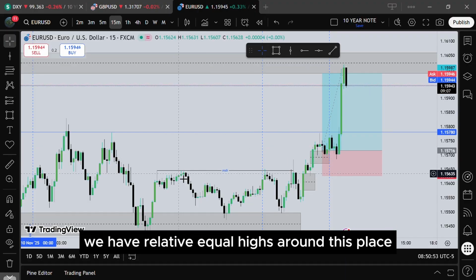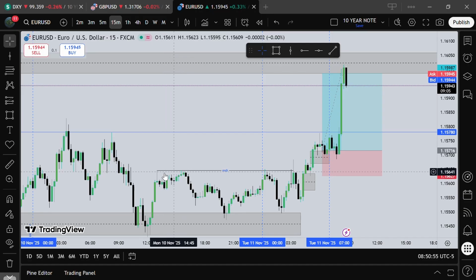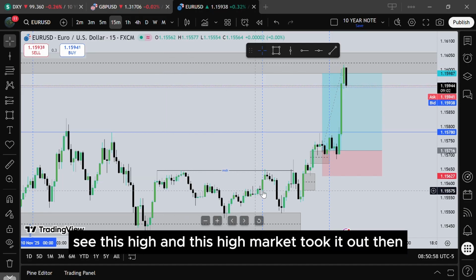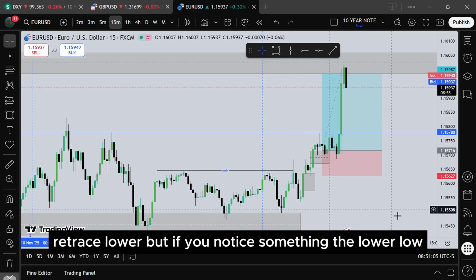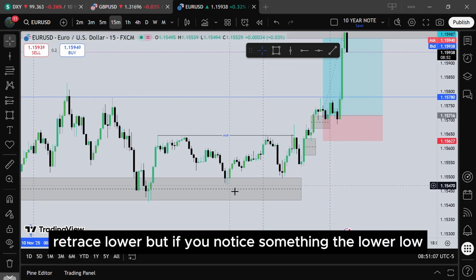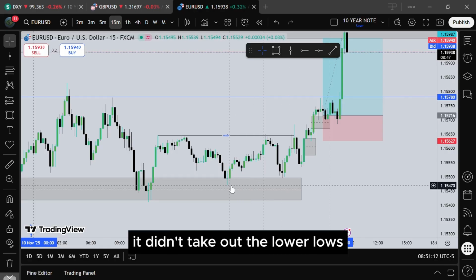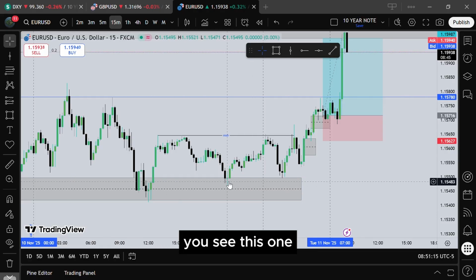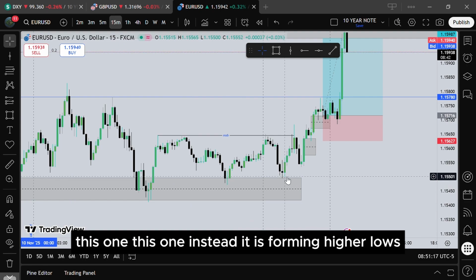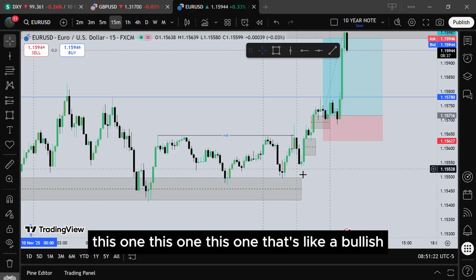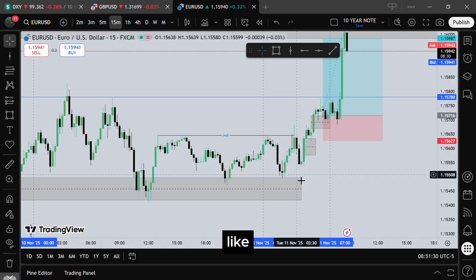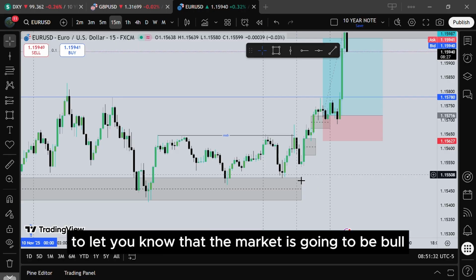We have relative equal highs around this place. See, this high and this high. The market took it out, then retraced lower. But if you notice, the lower lows, it didn't take out the lower lows. You see, this one, this one, this one. Instead, it is forming higher lows. This one, this one, this one. That's like a bullish flag, to let you know that the market is going to be bullish.